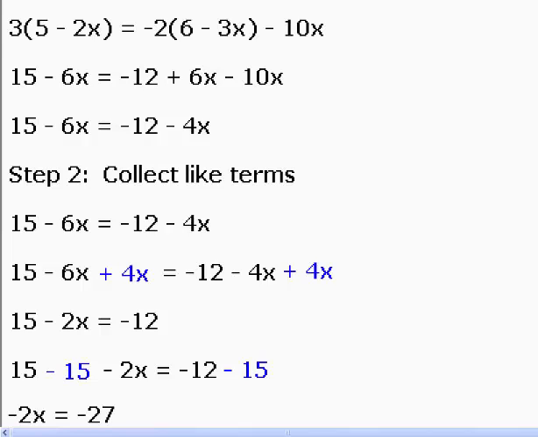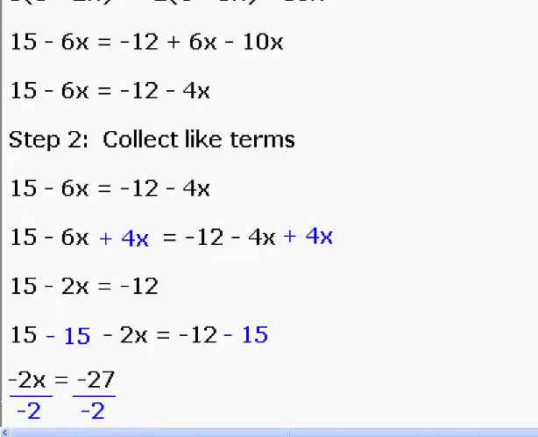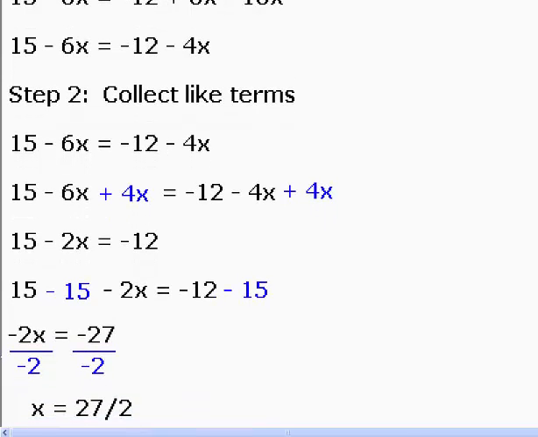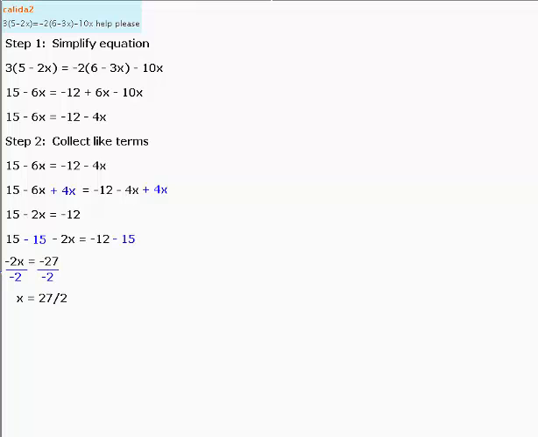So again, we're trying to isolate x, so therefore we have to divide negative 2 from both sides of the equation. If we divide negative 2 from both sides of the equation, we find that x is equal to 27 over 2. So there you are, Kalida 2.